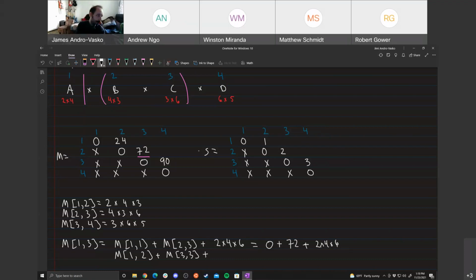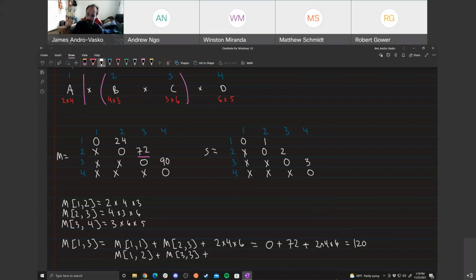So M13, we should compute this first. This is going to be 72 plus, let's see, 24, 48. So 72 plus 48. I'm going to try to do long addition over here. 120 is the result of this, I believe. Just correct me if I'm wrong. So 0 plus 72, 2 times 4 is 8, times 6 is 48. Yeah, wait, hold on. 8 times 6 is 48. 72 plus 48, yeah, that's 120. Okay. So anyway, we get 120 right there.